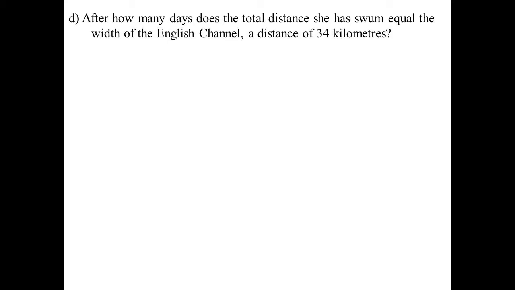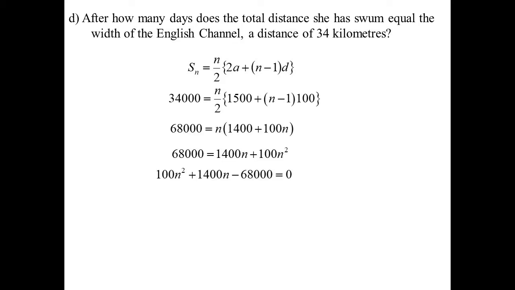So after how many days would she have swum the total distance of the English Channel? And the English Channel is 34 kilometres. So again, we need our sum to n formula. We want to know when that sum is 34,000 metres. We're trying to find n. So we'll end up with a quadratic equation.